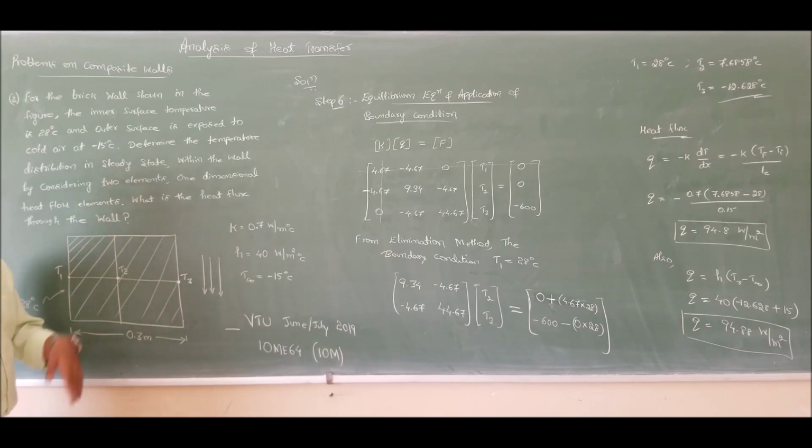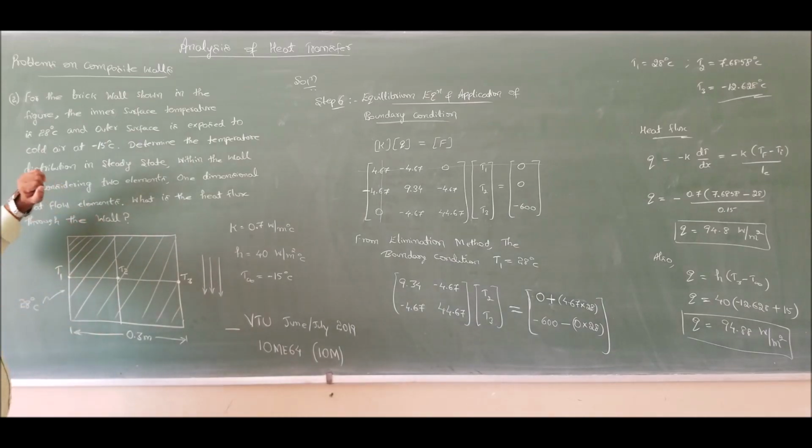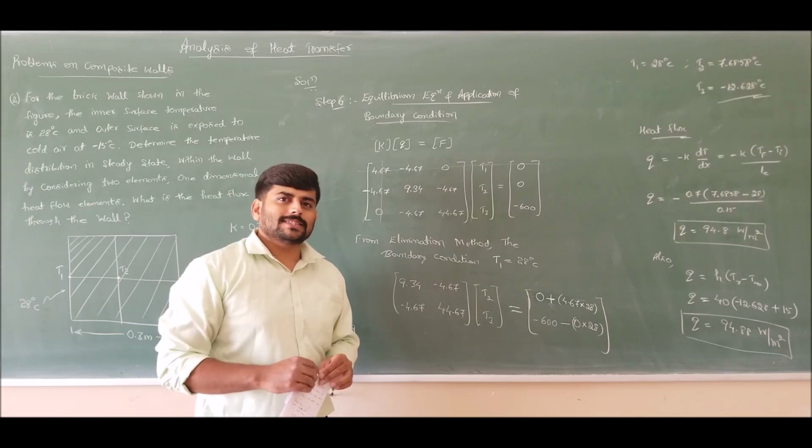So this is the solution for the given problem. The temperature distribution in the wall is: T1 is 28 degrees Celsius given to us, T2 is 7.685 degrees Celsius, T3 is minus 12.628 degrees Celsius. Whereas the heat flux for this problem is 94.8 watt per meter square. That's all from this lecture.